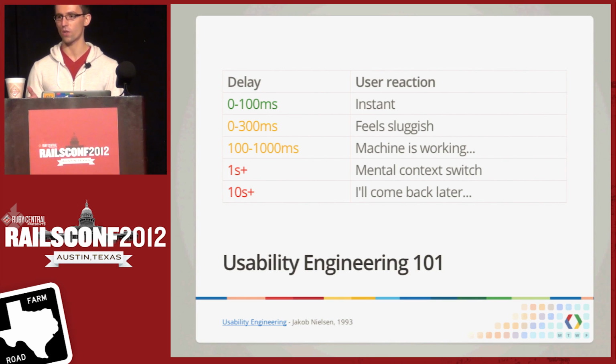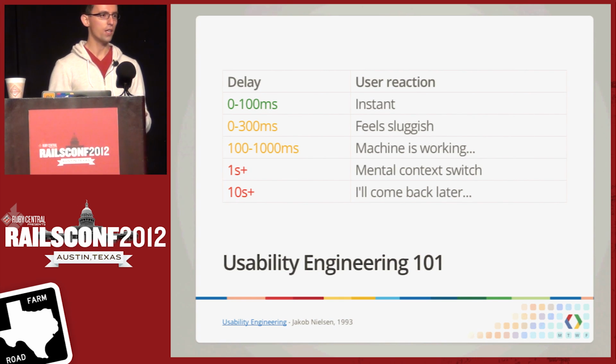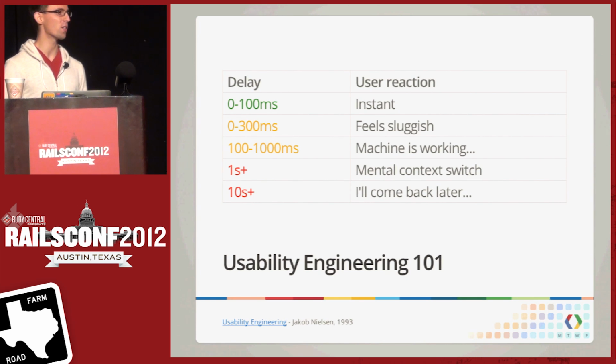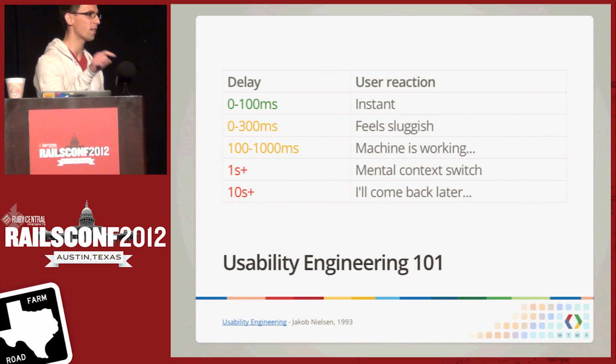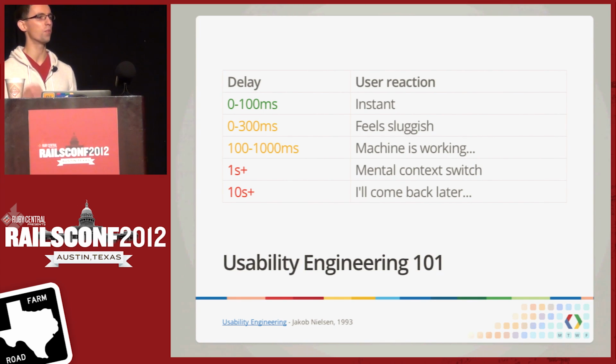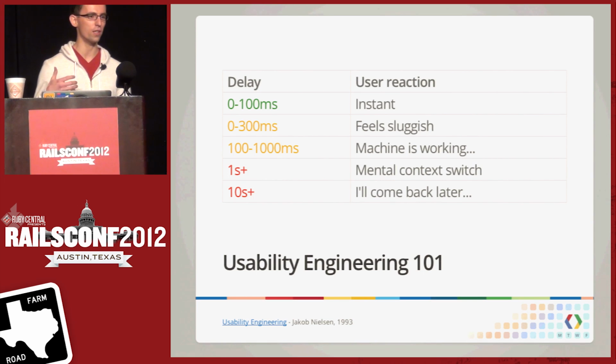It's 50 milliseconds or 100 milliseconds. So you're safe there. 0 to 300, it starts to feel sluggish. It's kind of like that sticky button. You press it and something just didn't feel right. If you go over 300 milliseconds, all of a sudden you get this mental image of, okay, the computer is thinking. Something is going on in the background.